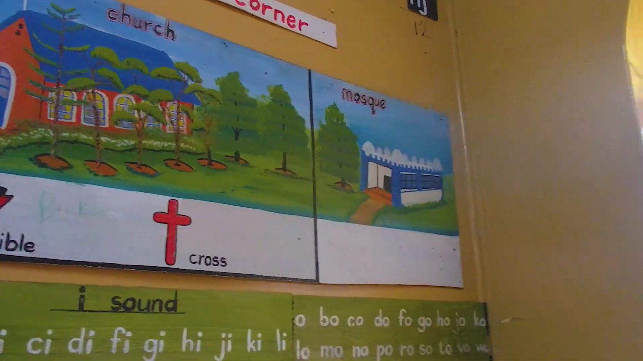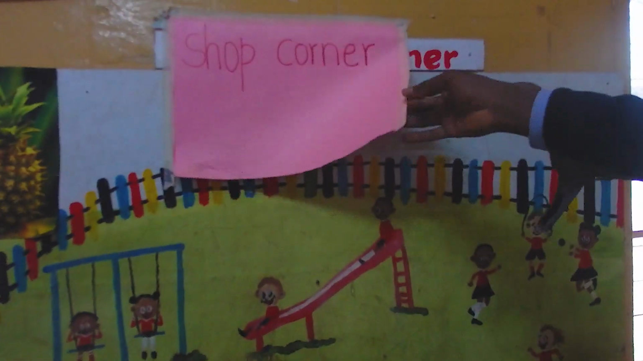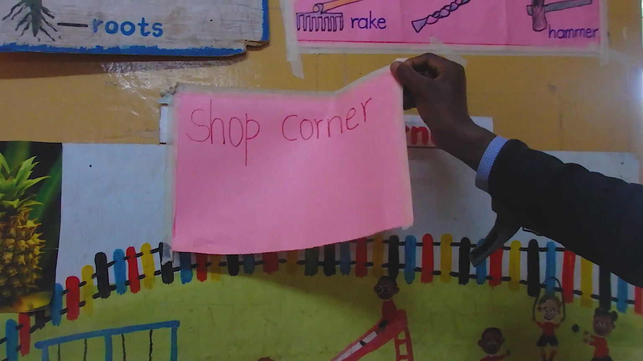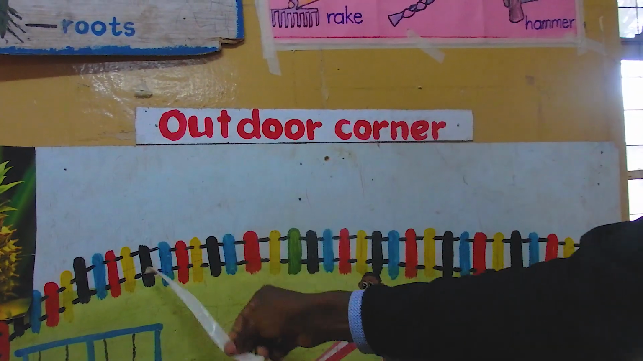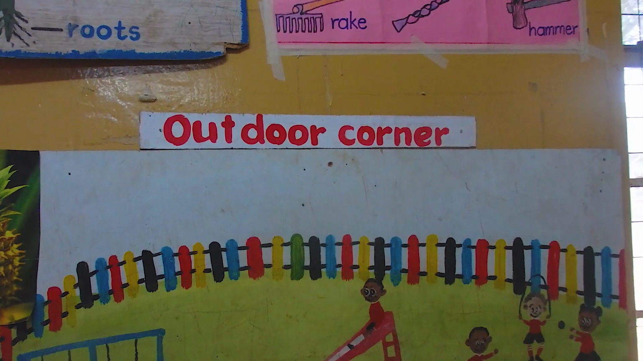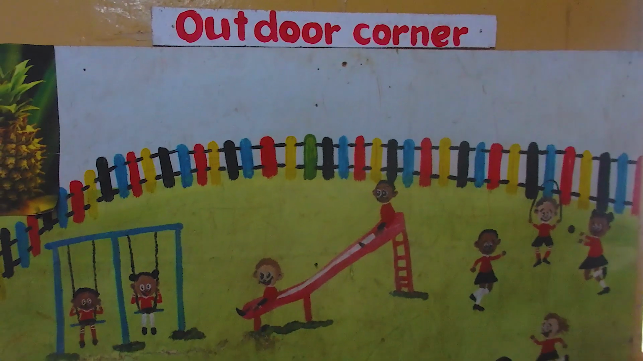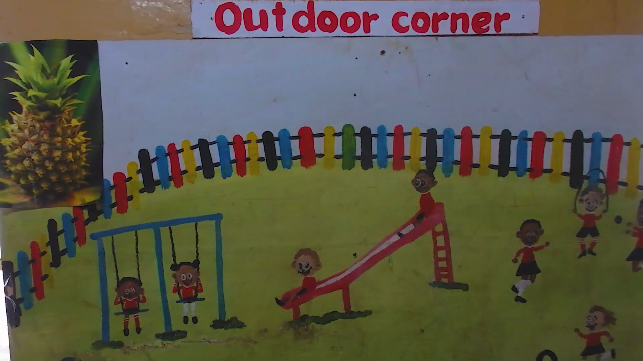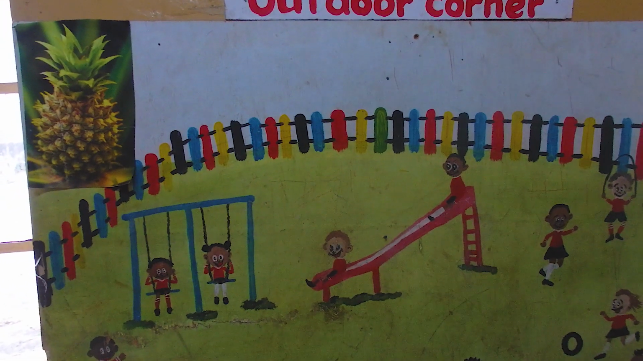Now let's come to outdoor. Sorry, let me remove this one. This one is the outdoor corner. Outdoor corner means the outside activities that learners do to make their bodies strong.